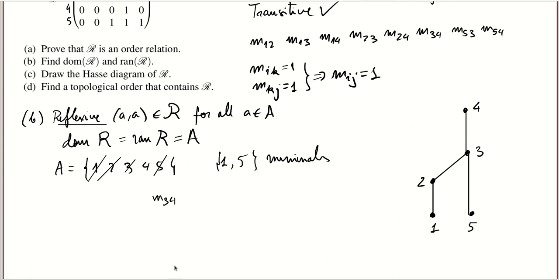Finally, about the topological order, we have to find an order that is compatible with this. Now, 1, 2, 3, and 4 are ordered like this. So 1 is smaller than or equal to 2, smaller than or equal to 3, smaller than or equal to 4. So we just need to place the 5 somewhere in a way that is compatible with this, which means it has to be smaller than 3. So why not including it here? So that's it. This is a topological order, because if 2 elements are ordered here, they are also ordered like this, and this is linear. Okay, so that's it.